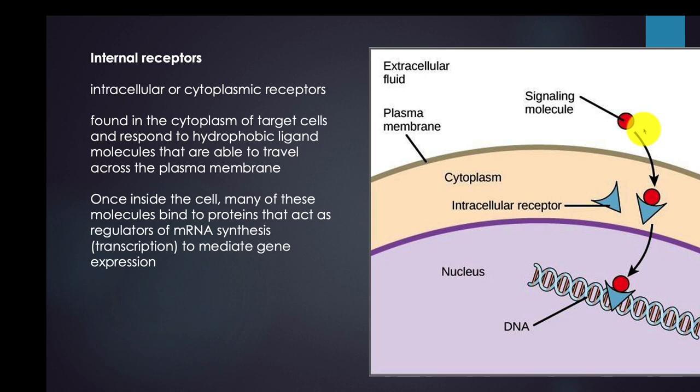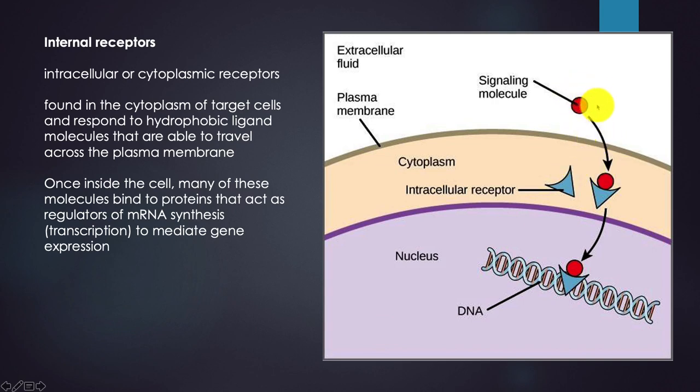So we're kind of going back to what we talked about before. As I said, it's found in the cytoplasm of target cells. This image here would represent the target cell that this signaling molecule is targeting. I'm trying to introduce new language to you as well. Once this ligand gets inside the cell, many of these molecules can bind to proteins that act as regulators of DNA transcription and mRNA synthesis, to mediate gene expression. A lot of these internal receptors activate gene expression.